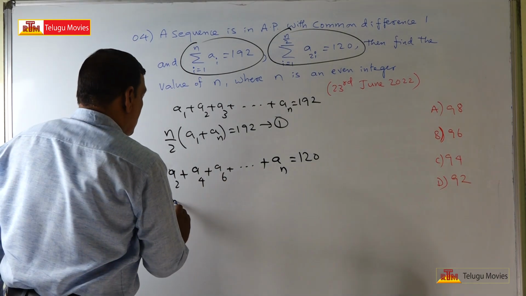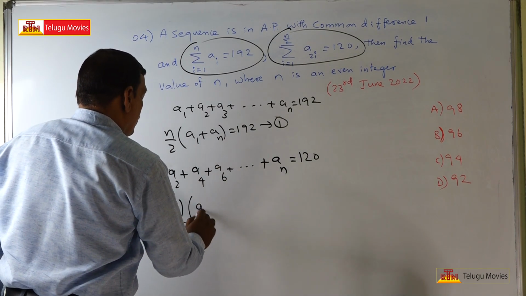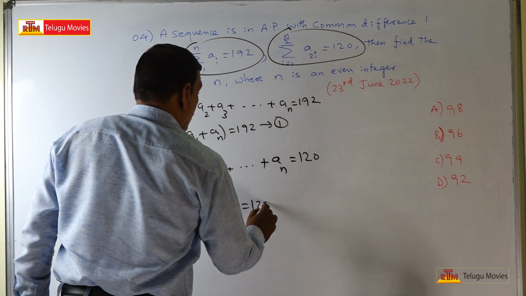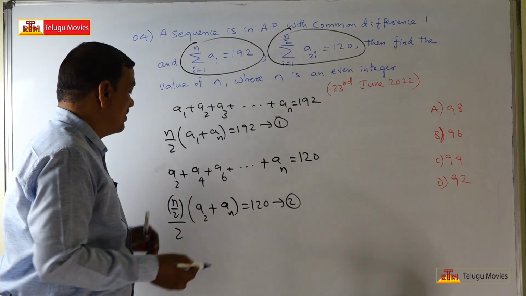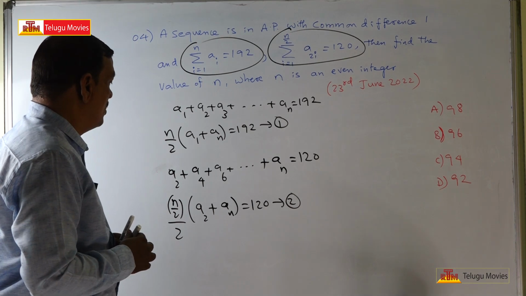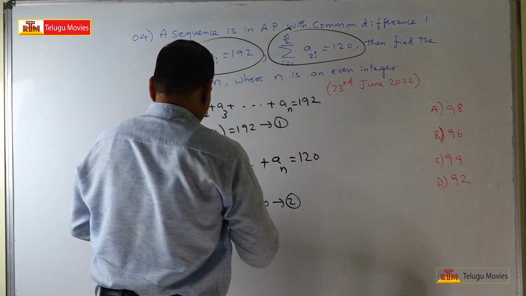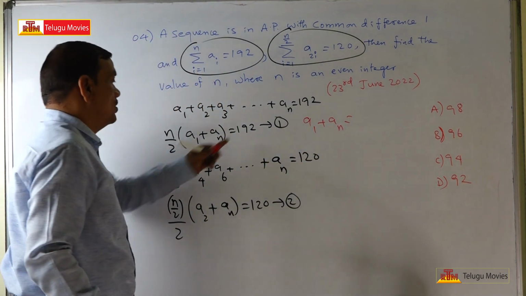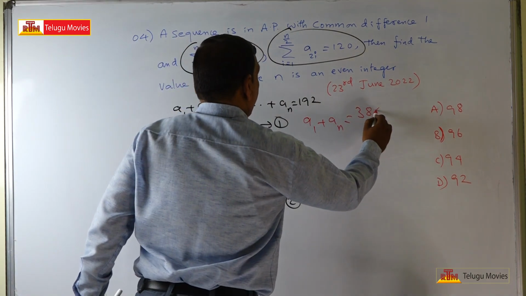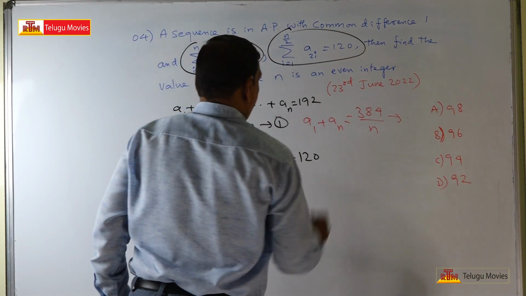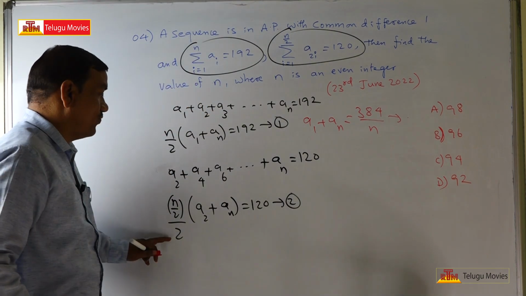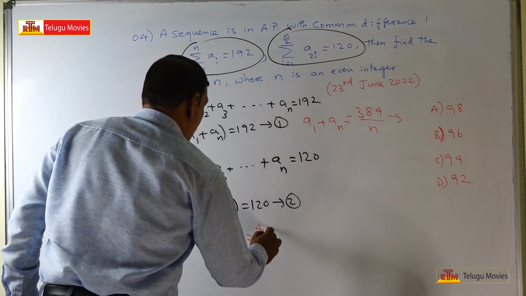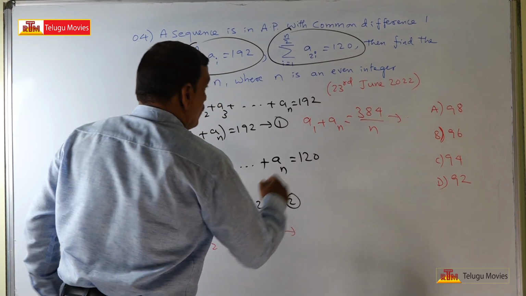What is the sum to n by 2 terms? n by 4 into first term plus last term, and the last term is an. This is equal to 120. This is the second equation. From these two equations, we can find the n value. From the first, you can say a1 plus an is equal to 384 by n, call it one equation. From the second, a2 plus an is equal to 480 by n, call it one more equation.